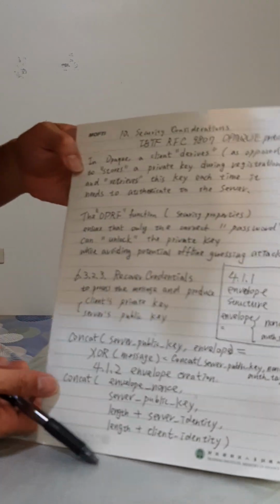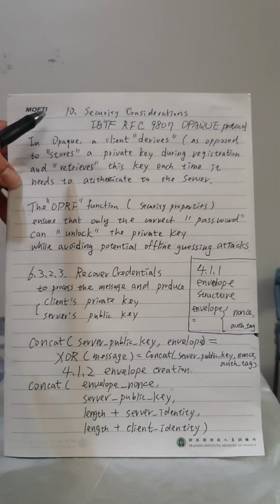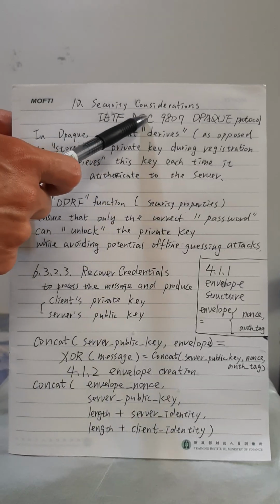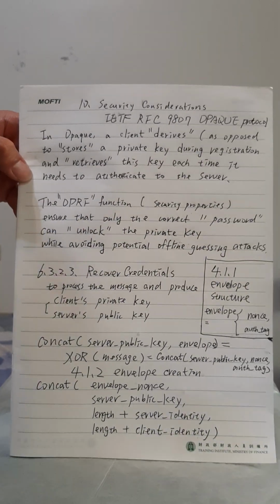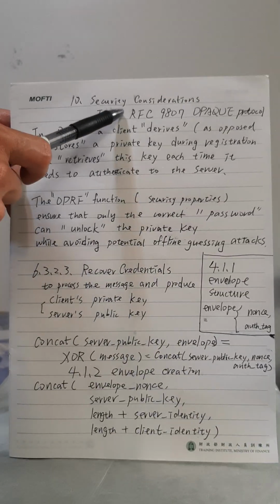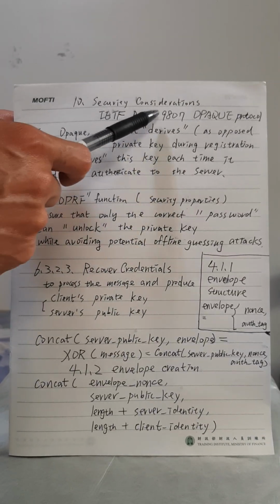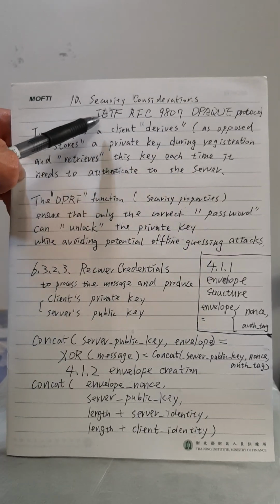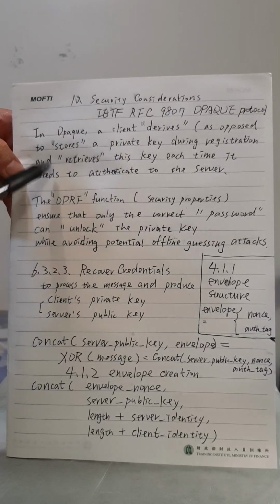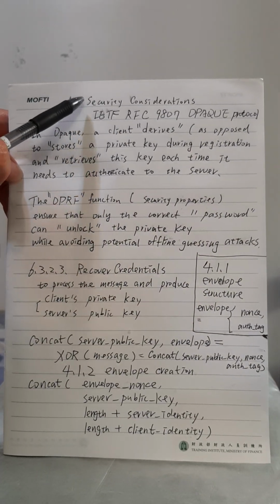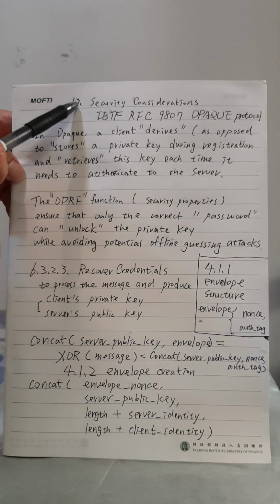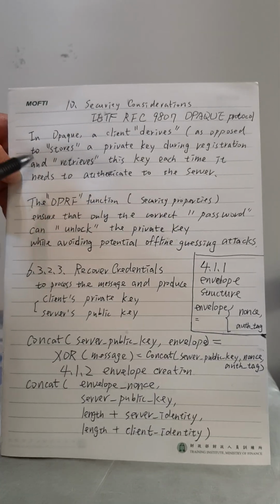So I will read to you now my note. We talk about the security considerations in the OPAQUE protocol. So you just open the document RFC9807 in the IETF documents for the OPAQUE protocol, and go through Section 10, security considerations.